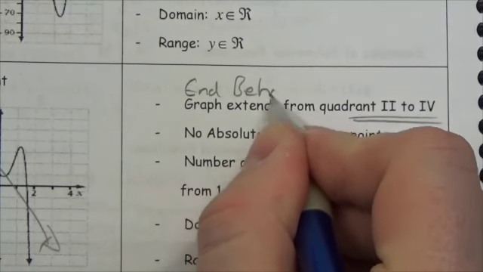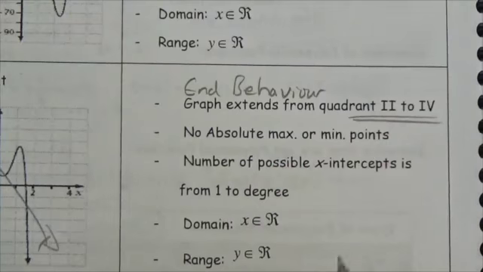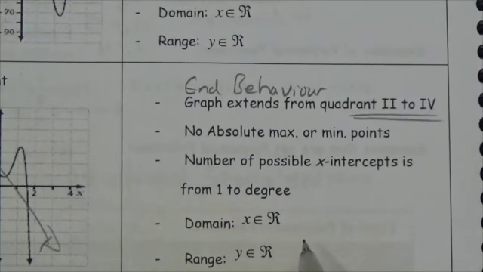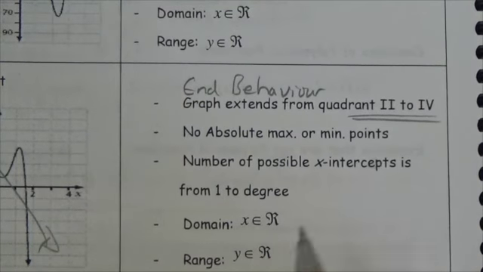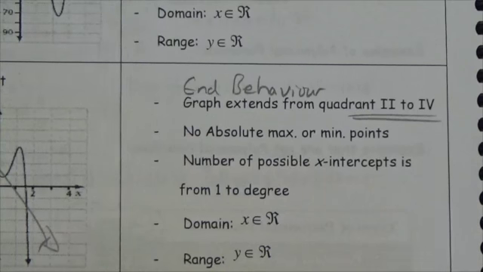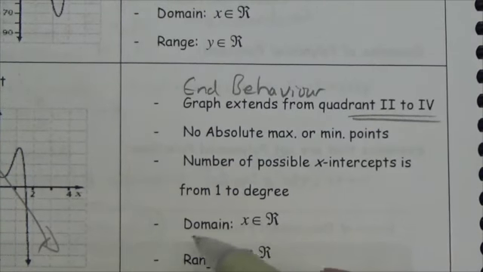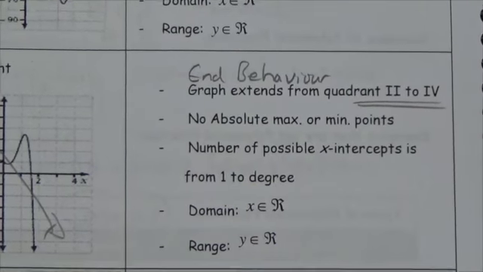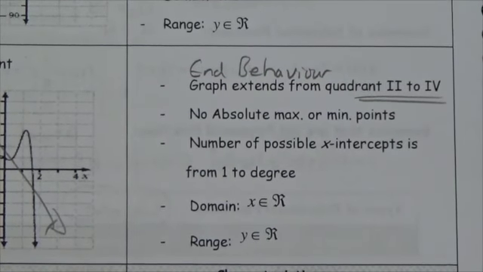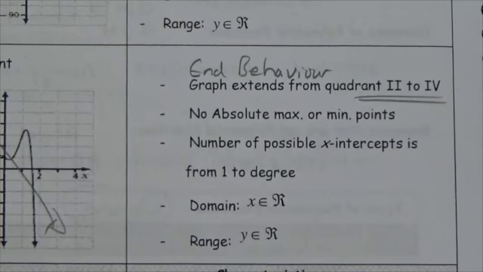How are the ends of the graph behaving? Again, there's no absolute max or mins. The number of x-intercepts is from 1. You got to have 1, but up to a maximum of the degree, same number as the degree. The domain is all reals, and again, the range is all reals. Okay, so that's how you got to think about the characteristics that you need to associate with an odd degree polynomial.